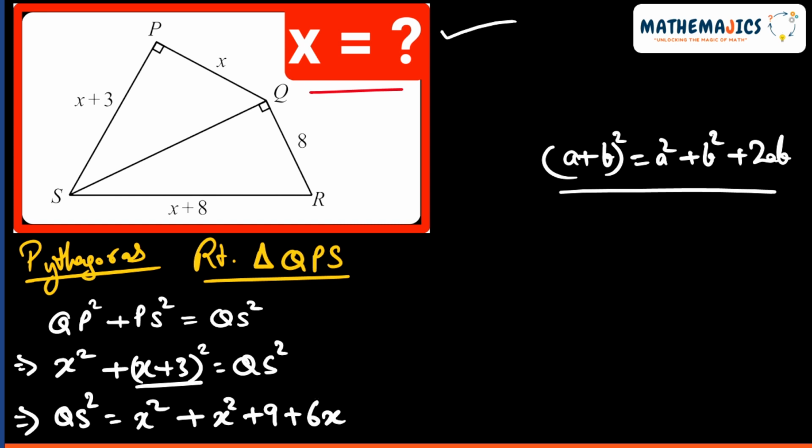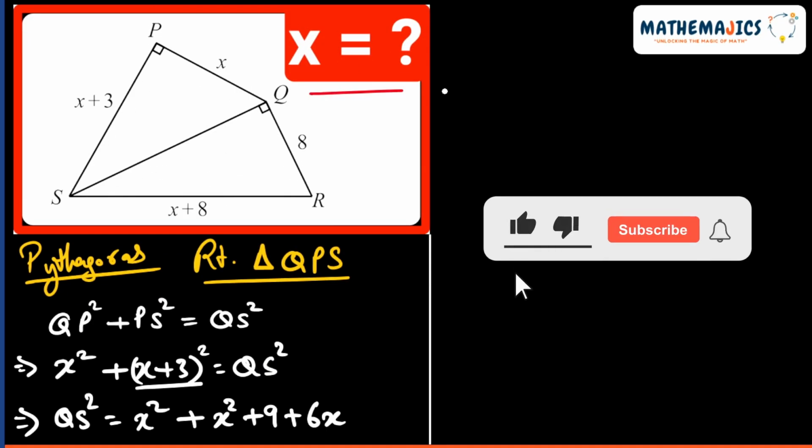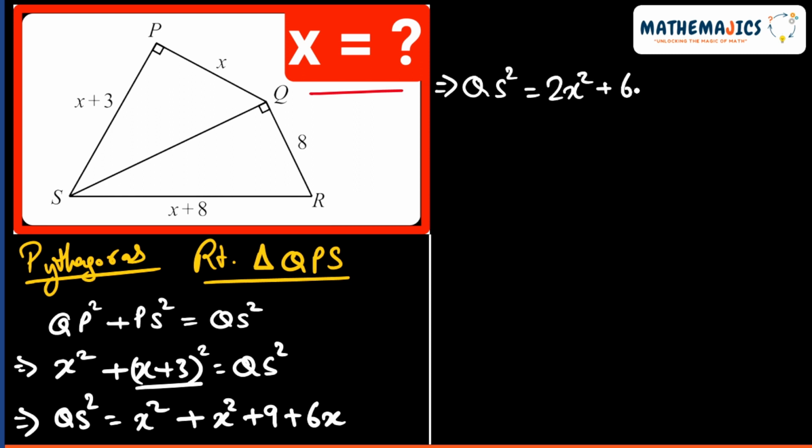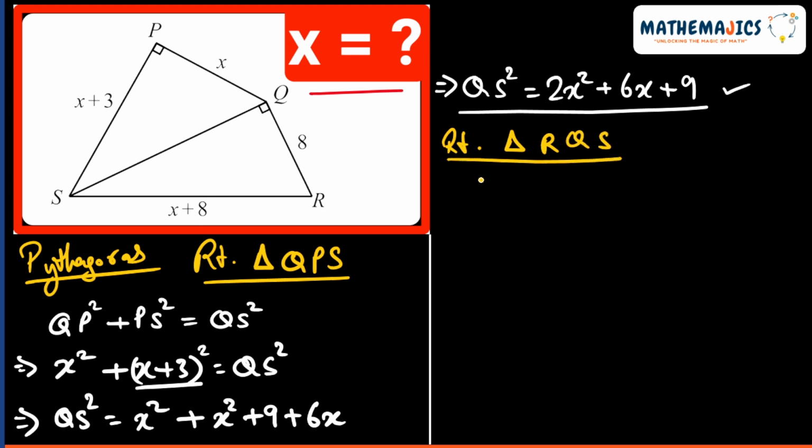Okay, so after this step, we will be simplifying this further. Let's simplify this. So if we simplify this, we will get QS square is equal to 2x square plus 6x plus 9. So we will be using this in later part of the question. Now we will jump to right triangle RQS and apply Pythagoras theorem there again.